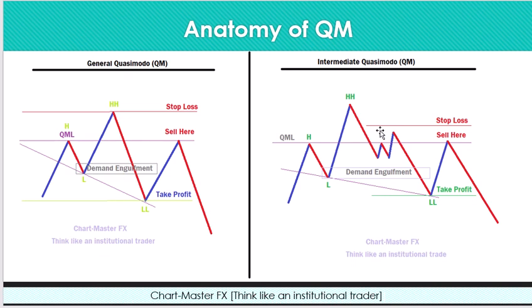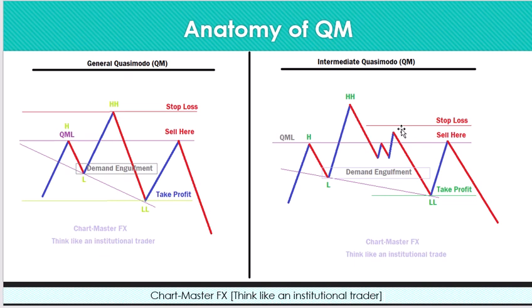So I know that most of you will be having a smaller equity. So it's my advice to you that you can be able to use the Quasimodo, which is the intermediate version, so that you can be able to reduce your losses. So this is the general and the intermediate.